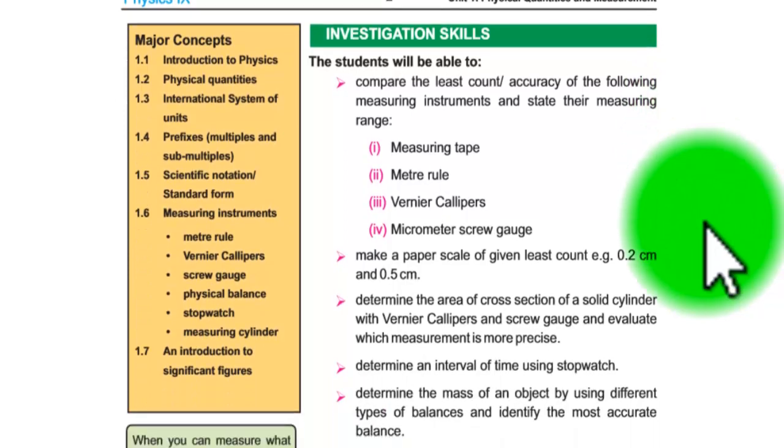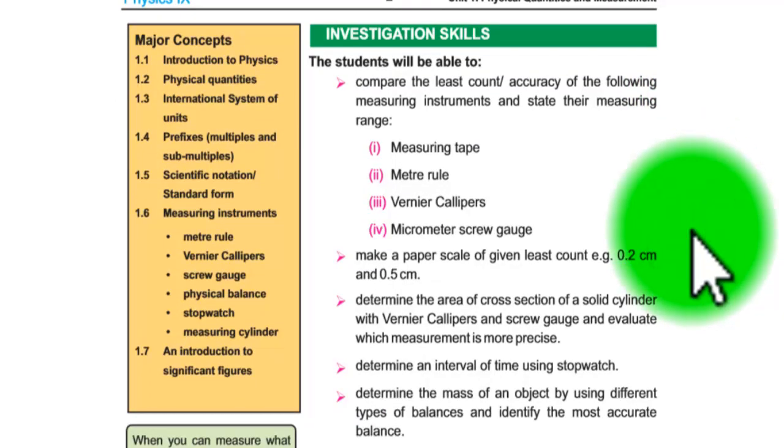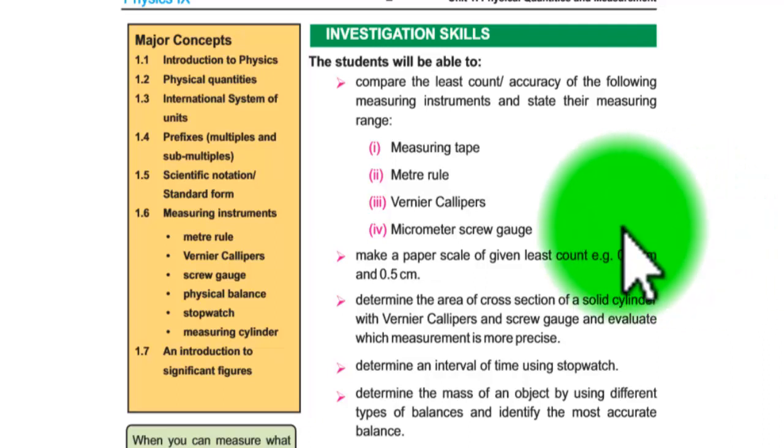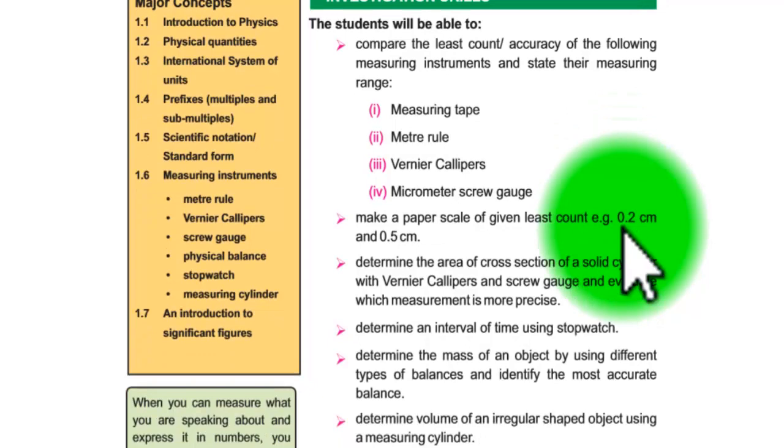Make a paper scale with given least counts, for example 0.2 centimeter and 0.5 centimeter. Determine the area of cross section of a solid cylinder. So we can use a solid cylinder for that. Use the vernier caliper and screw gauge and evaluate which measurement is more precise. Determine intervals of time using a stopwatch, because we need to measure time.